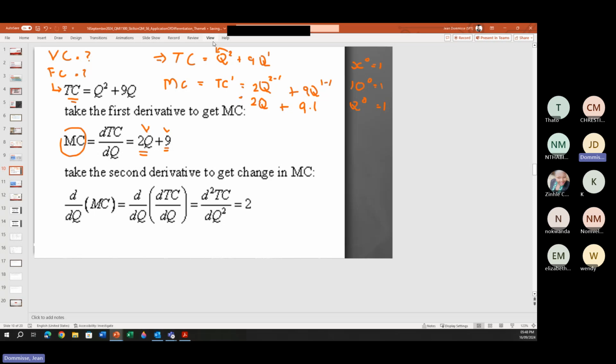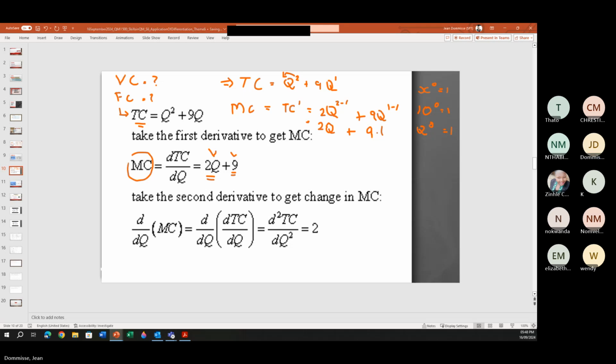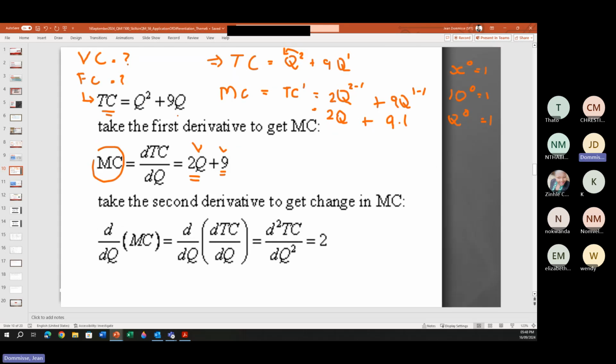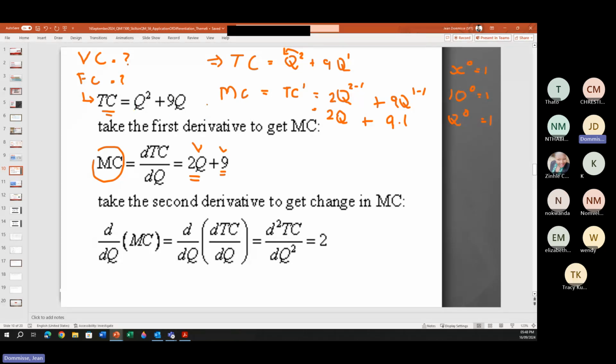What they can add to this question is, they could have said, work out the marginal cost where total cost is equal to q2 plus 9q, and q is equal to 20.